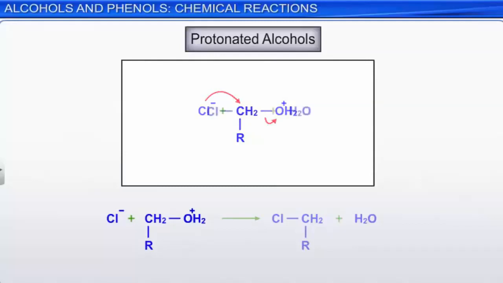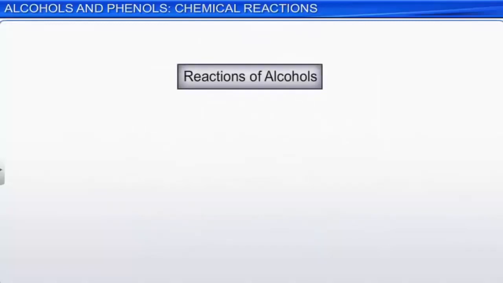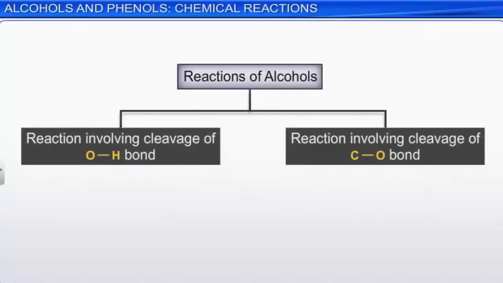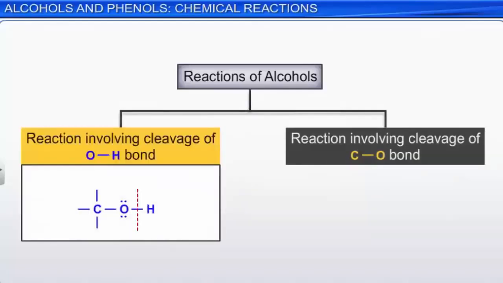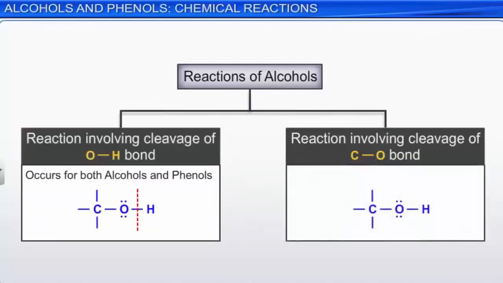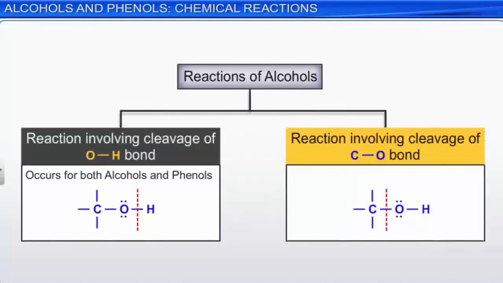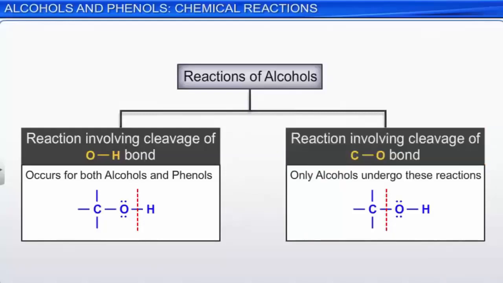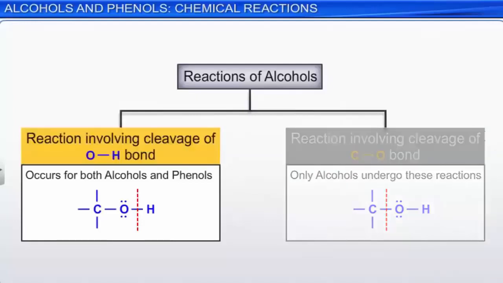The bond between the C and the O breaks in the alcohol as the products form. Essentially, we can separate the reactions of alcohols in two major classes. Reactions involving cleavage of the oxygen-hydrogen bond, which occur for both alcohols and phenols, and reactions involving cleavage of the carbon-oxygen bond. Only alcohols undergo reactions that break the carbon-oxygen bond. We'll start with the reactions that involve the cleavage of the oxygen-hydrogen bond in alcohols and phenols.